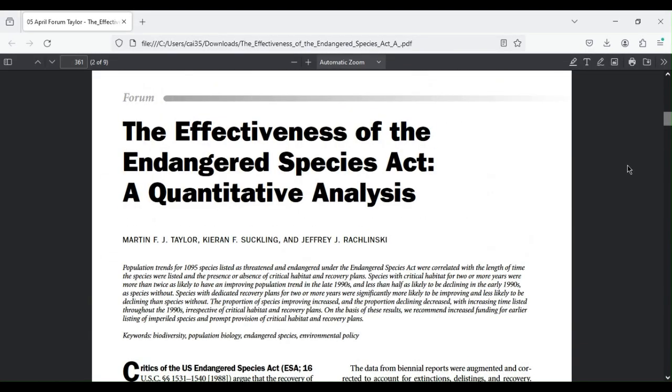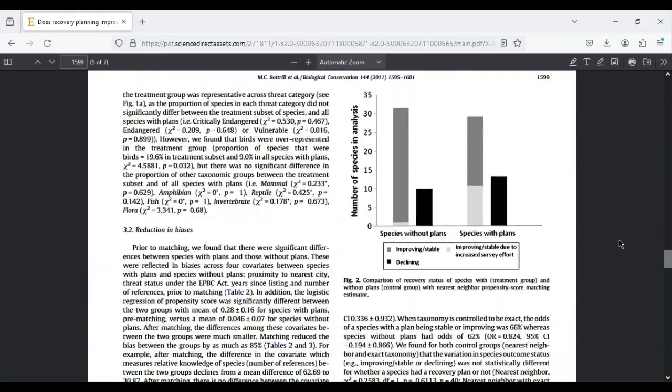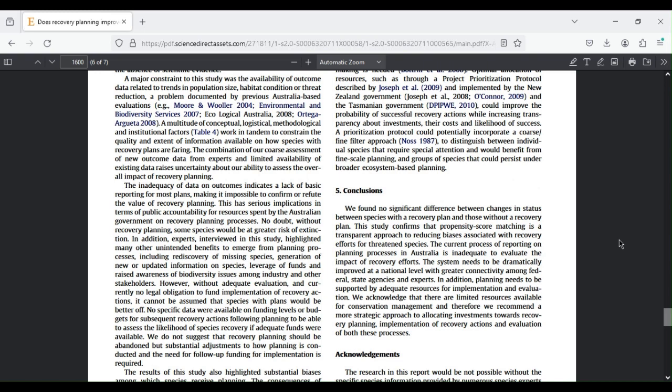In response to Martin Taylor and his colleagues' 2005 paper that concluded that having a recovery plan in place does reduce the species' chance of extinction, Madeleine Bottrill and her colleagues were not satisfied that their study had taken into account all of the biases that we've identified here. As such, they created a matching system, putting together species with and without recovery plans that fit together onto that biased system. What they found was there is no difference at all. No statistically significant difference between having a recovery plan in place and improving your conservation status and not.